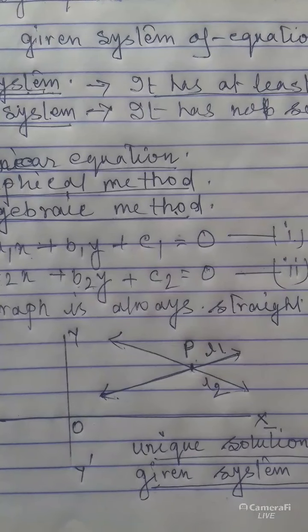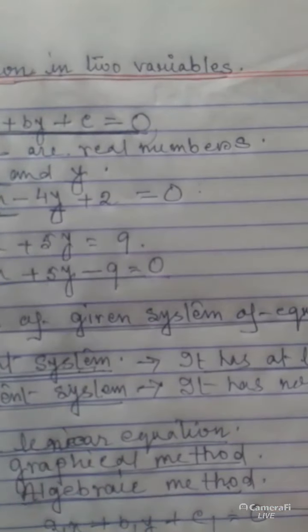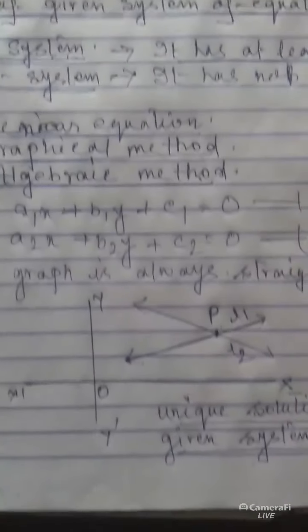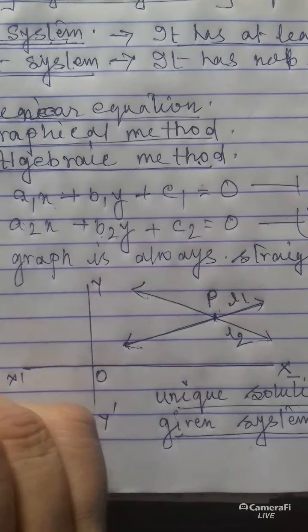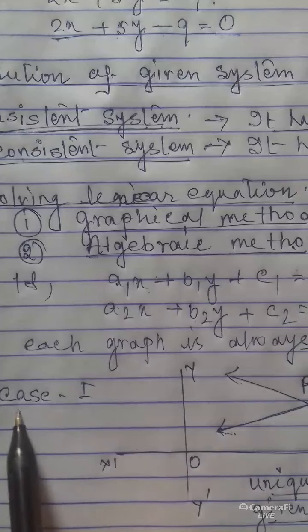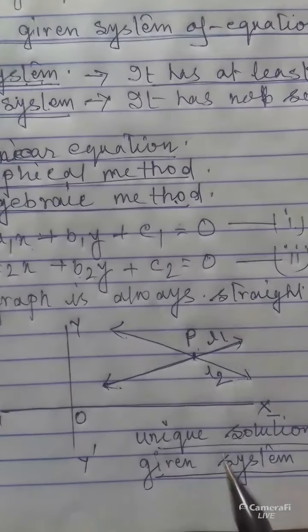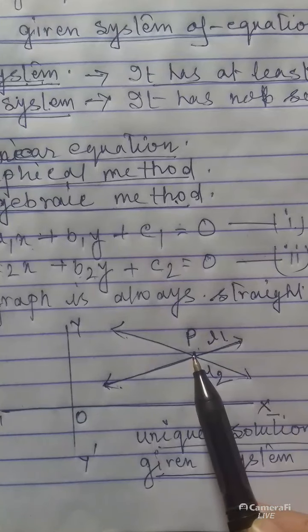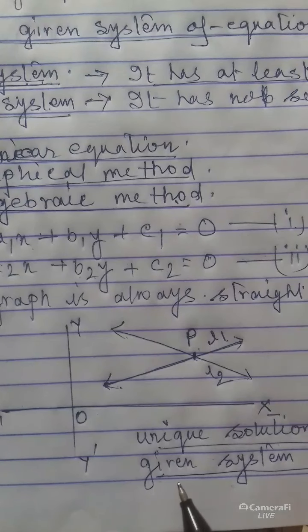This is called the unique solution of the given system of equations. I have already told you the solution of the given system of equations. This is one unique solution of the given system of equations. This is case 1. What is case 1? When two graph lines intersect each other at a point P, then we say it is a unique solution of the given system of equations.